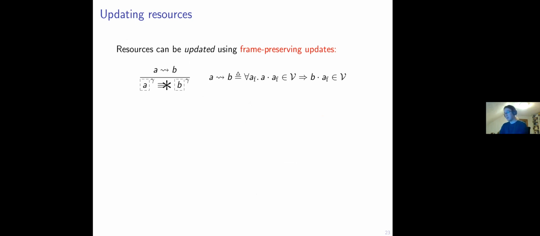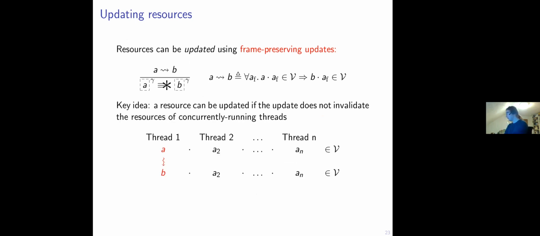To understand the definition of this squiggly arrow, it's useful to take a global view of this. So imagine that there are all these threads that own some part of this ghost resource. So thread 1 owns A, and thread 2 owns another part, A2, and so on. It will always be the case, this is a key invariant that Iris maintains, that the composition of all of these resources is valid. And the idea of the frame-preserving update now is that thread 1 may do anything it wants to its resource as long as it doesn't step on any other thread's toes. So it must maintain this global invariant that the global composition is valid.